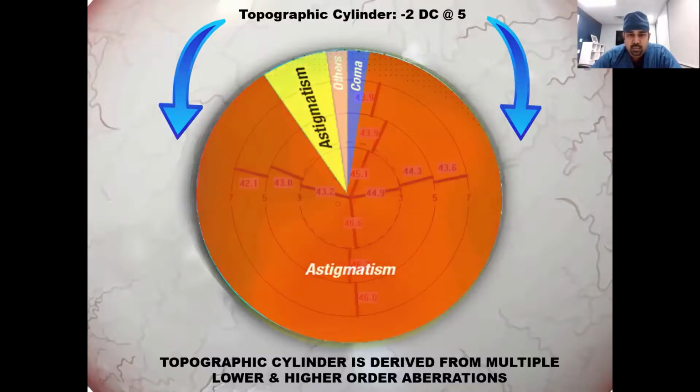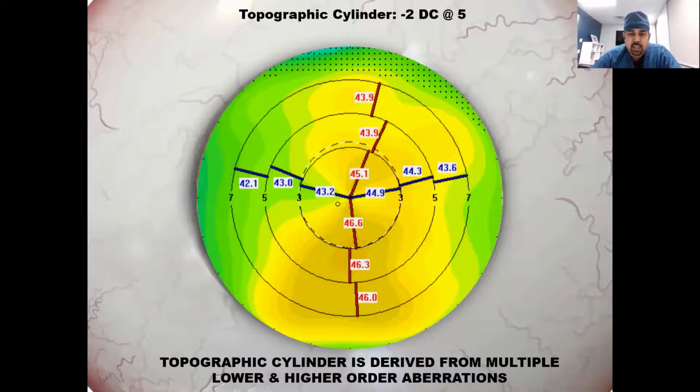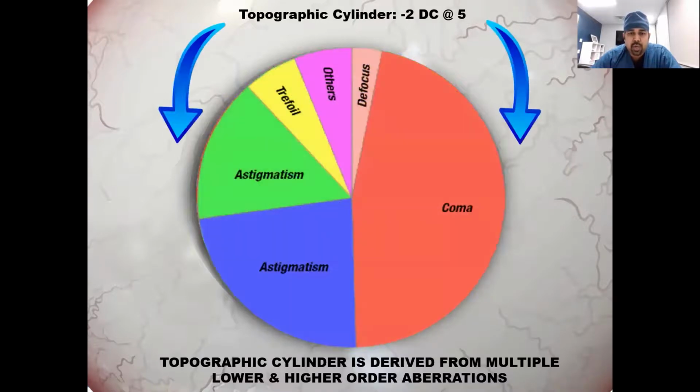coma. And if you look at the other patient which we showed you, this patient's profile would have a significant part, say just 40% of it, as astigmatism, another 50% as coma, and 10% as trefoil. So whatever you see on your topographer as astigmatism is not entirely astigmatism. It has a component of coma and other aberrations.